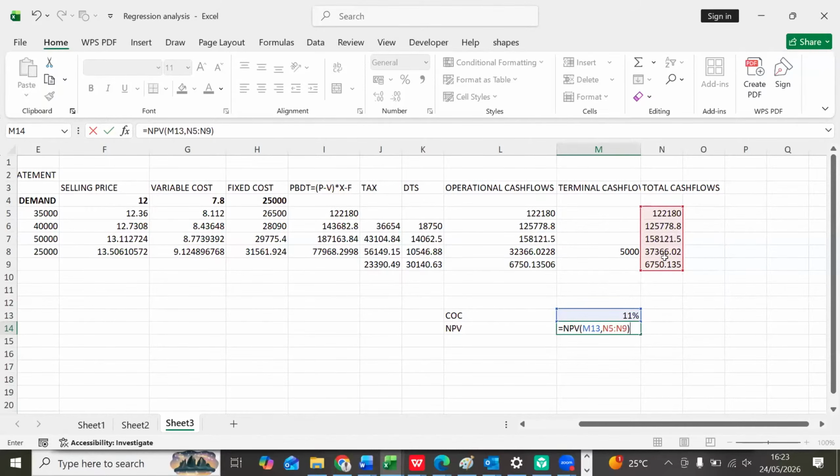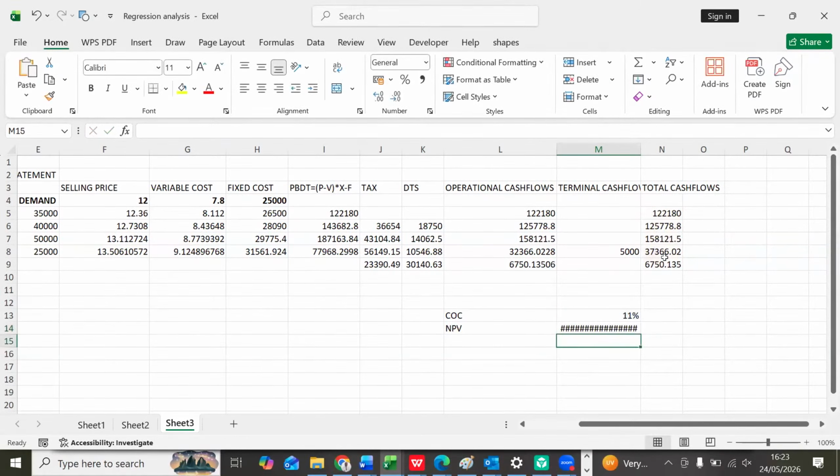And then you say minus the initial outlay. Is there somebody who can remember our initial outlay? How much was the initial outlay? It was only the cost of the machine, which was 250,000, yes. Only that. Then you should be able to enter it here.